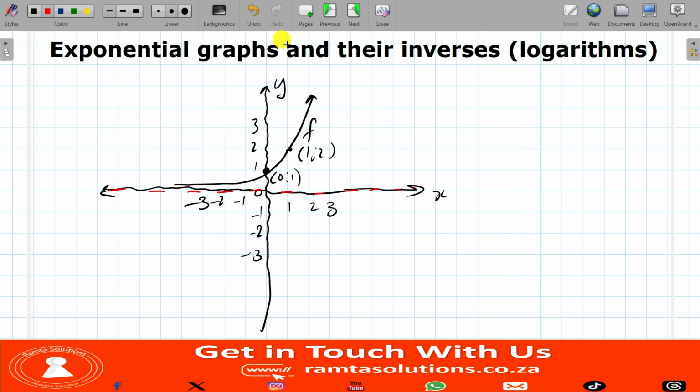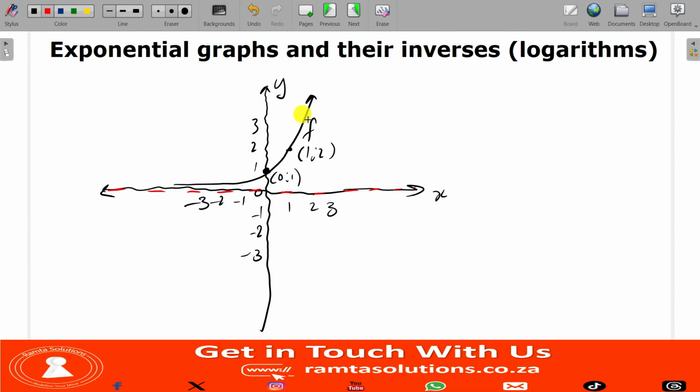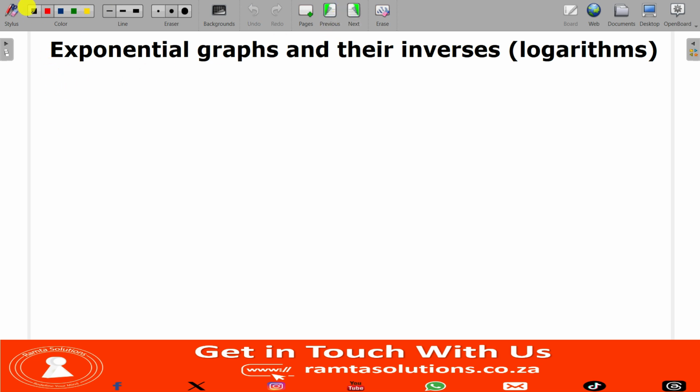Okay, so let me do this. I'm removing the grid, but this is our graph. Okay, now we good. Now I want us to determine the inverse. So the second part is determining the inverse.